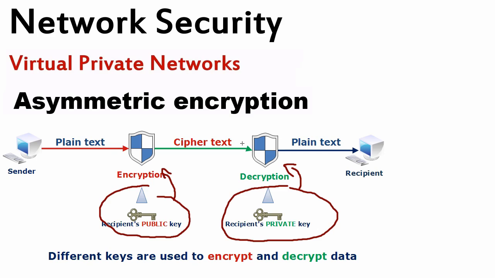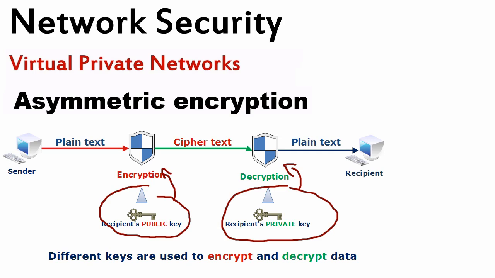Compared to symmetric encryption, asymmetric is slower. That's why we do not use that for all our VPN traffic. In most cases, we use asymmetric encryption to exchange our keys that will be used for symmetric encryption. We are going to talk about PKI in a moment.